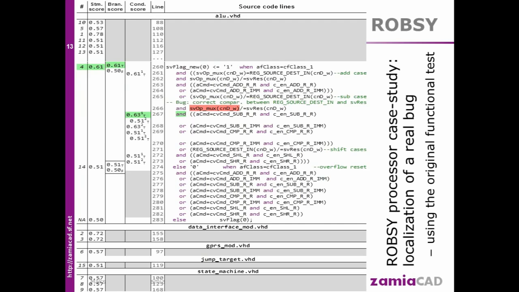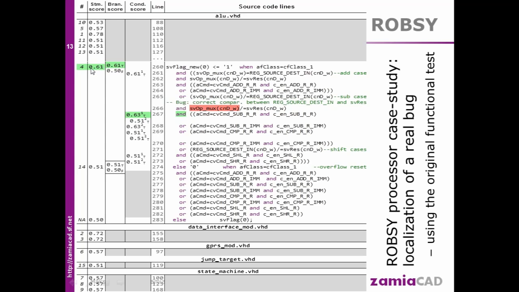Here's an example. We were playing with one commercial processor design called ROPSI, and there was a bug in a longer and complex conditional assignment. In fact, one of the conditions was misused. So applying the approach in Zamia, we were able to propose 15 bug location candidates altogether, and the statement where the bug actually was, it was ranked 5, so it was on the 4th place with this particular suspiciousness score.